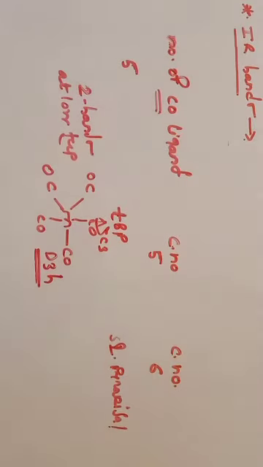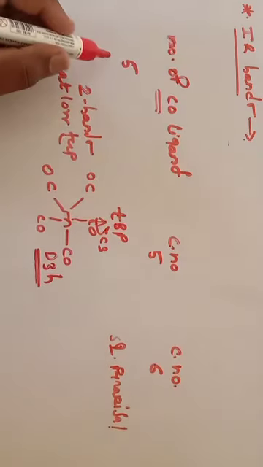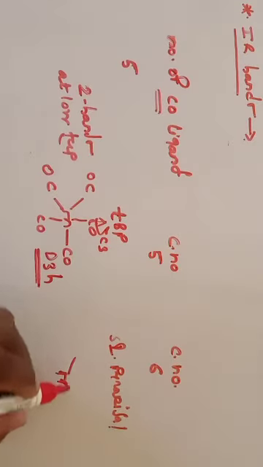If you consider coordination number 6, in which the geometry is square pyramidal, the ligand is the same, that is, a total of 5 CO ligands is there. And if you draw the structure of this complex, then we get it like this.